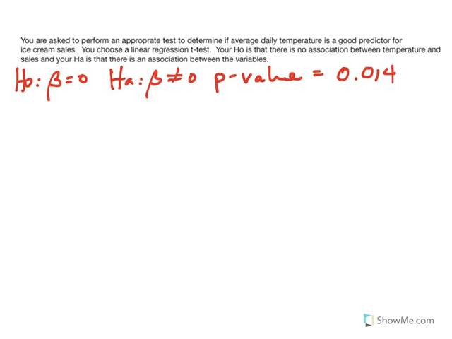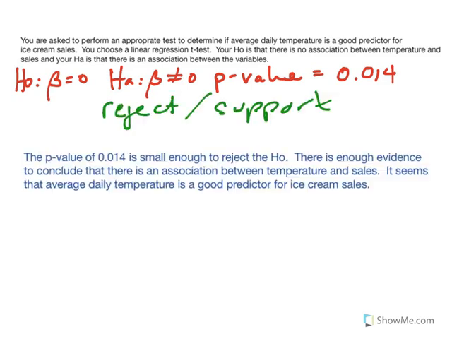And let's say our p-value is 0.04. So decision time, I think we're going to reject and support, and write your conclusion now. The p-value of 0.04 is small enough to reject the null hypothesis. There's enough evidence to conclude that there is an association between temperature and sales. It seems that average daily temperature is a good predictor for ice cream sales.